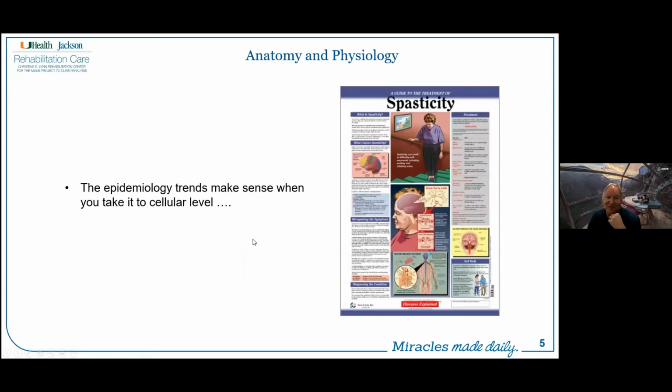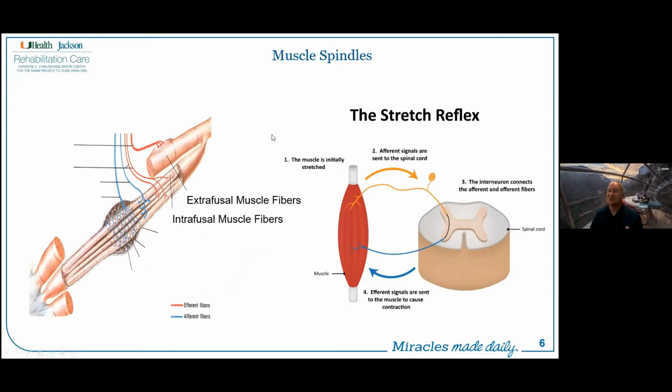We just talked about that when you take it down to the cellular level. So again, muscle spindles. Muscle spindles lie in between extrafusal fibers. Extrafusal fibers are the ones that we typically think of as contracting with regard to a motor unit. Remember that motor unit is the alpha motor neuron and all of the skeletal muscle fibers, extrafusal fibers, that it innervates.